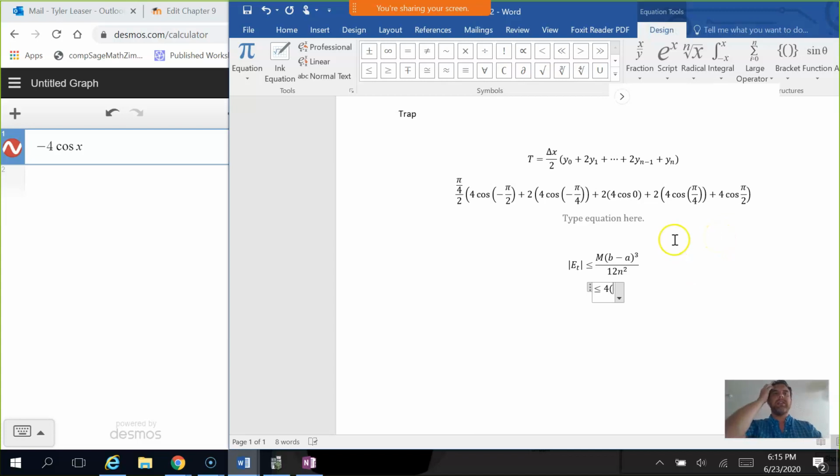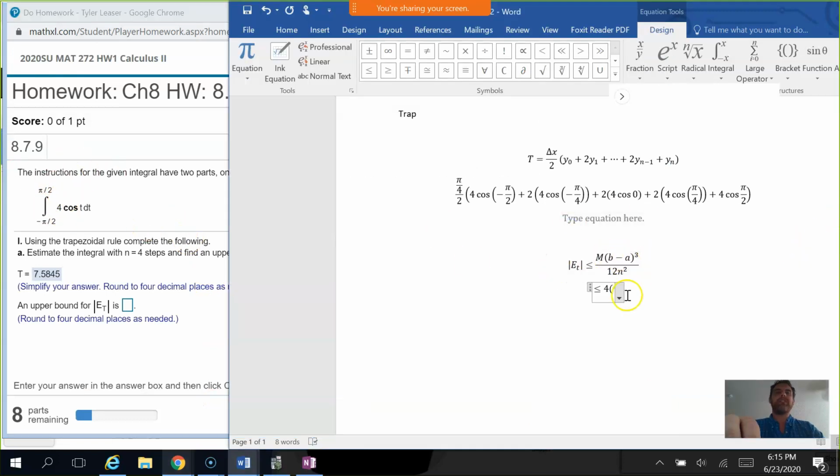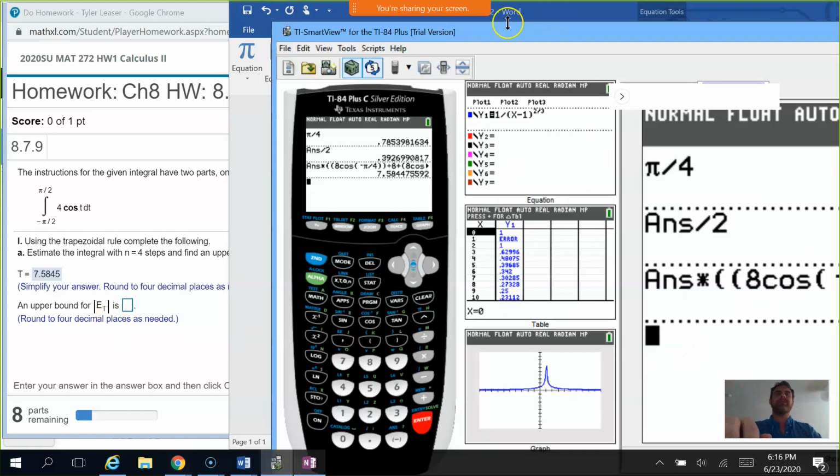That's going to be times b minus a. B minus a is negative pi over 2 minus pi over 2, so that's just going to be pi cubed divided by 12 times the n. Remember that n was pi over 4. Oh no, sorry, not pi over 4. That's the step size. Our n is just 4 squared. All right, so that we'd want to type into a calculator. Again, it wants 4 decimal places.